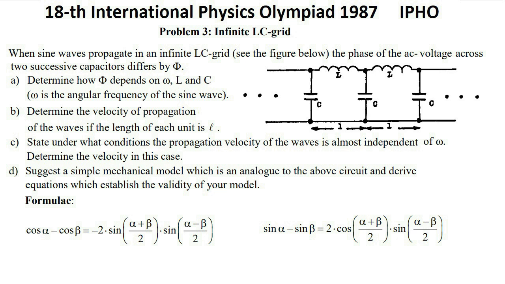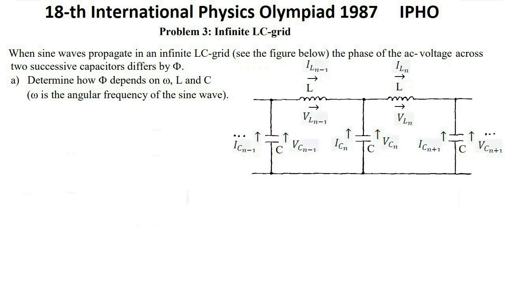the validity of your model. Formulae: cosine alpha minus cosine beta equals negative 2 sine of (alpha plus beta) over 2 multiplied by sine of (alpha minus beta) over 2. Sine alpha minus sine beta equals 2 cosine of (alpha plus beta) over 2 multiplied by sine of (alpha minus beta) over 2. Question A. Determine how phi depends on omega, L and C, where omega is the angular frequency of the sine wave.